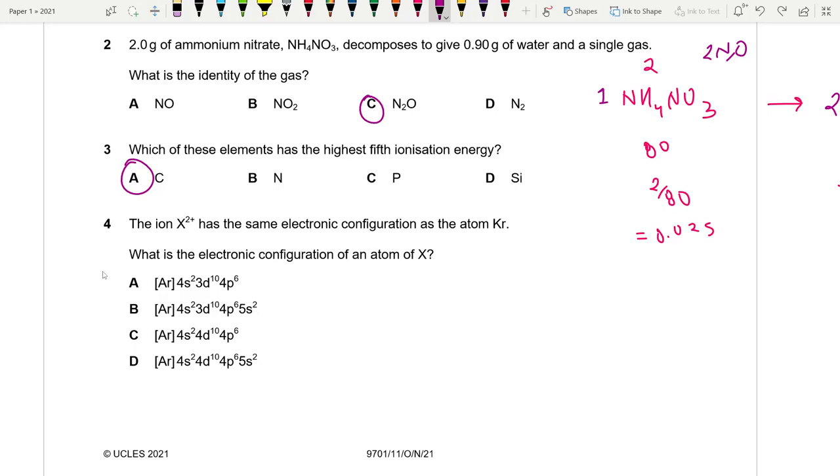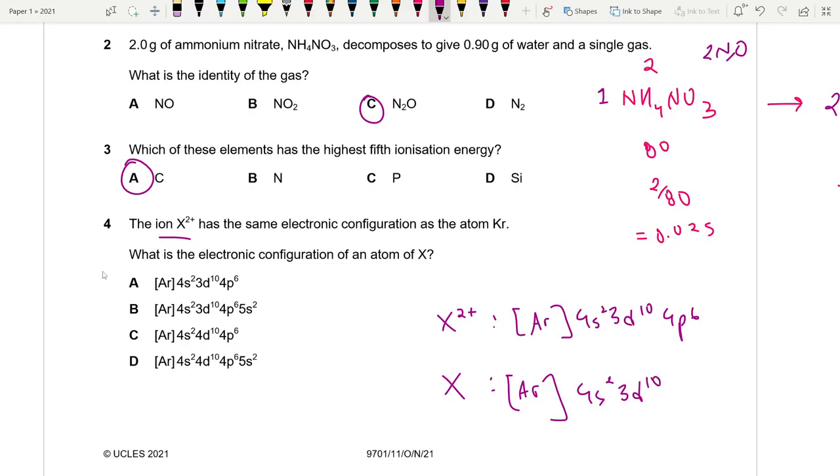Okay, but look at this. That's the configuration of the ion. If they wanted the configuration of the ion, A would be the answer. But hear me out. This ion X2 plus has a configuration of argon, 4s2, 3d10, 4p6. What about the actual element? The element lost 2 electrons to get to that state, if you think about it.